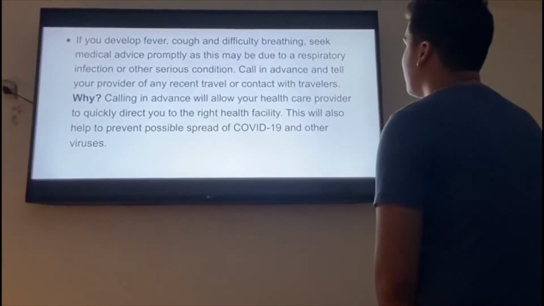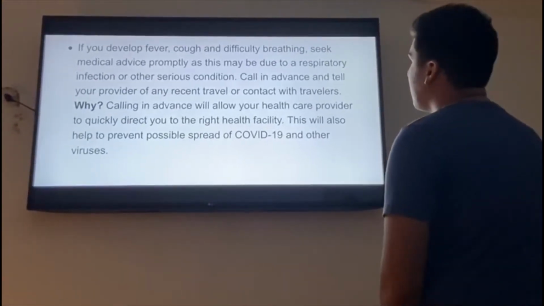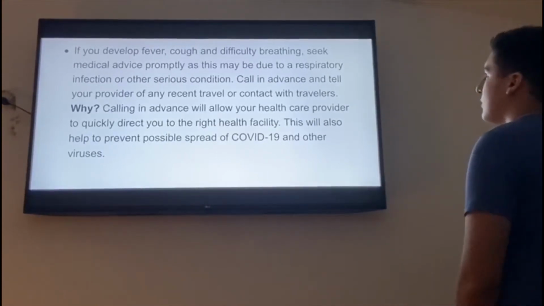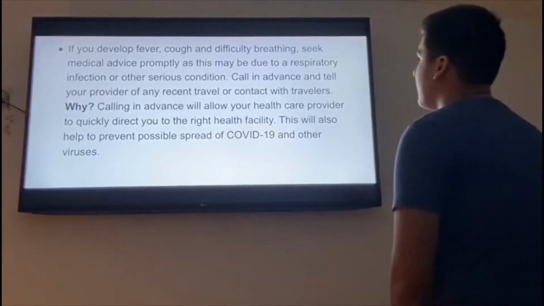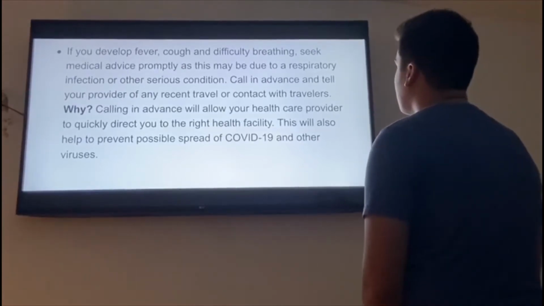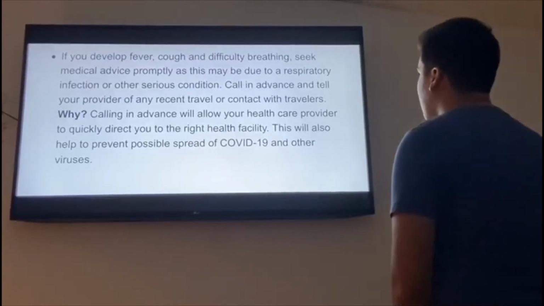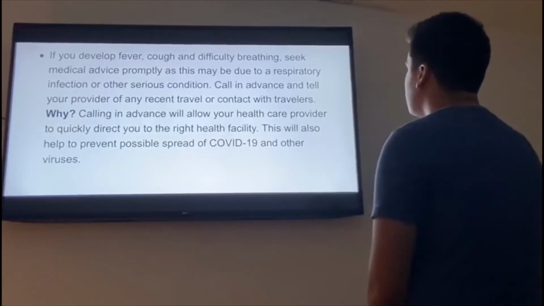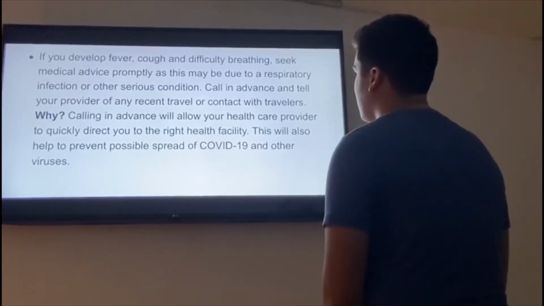If you develop fever, cough, and difficulty breathing, seek medical advice promptly, as this may be due to a respiratory infection or other serious condition. Call in advance and tell your provider of any recent travel or contact with travelers. Why? Calling in advance will alert your healthcare provider to quickly direct you to the right health facility. This will also help to prevent possible spread of COVID-19 and other viruses.